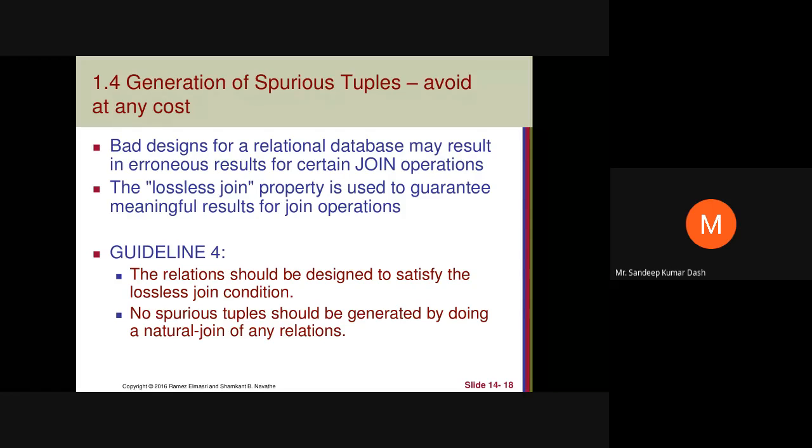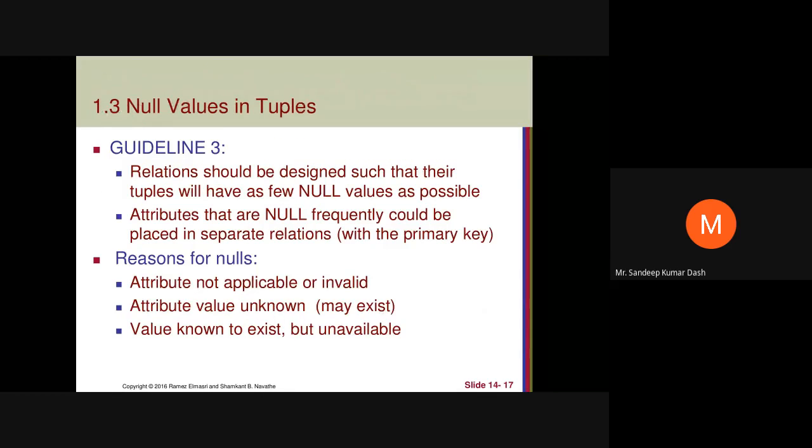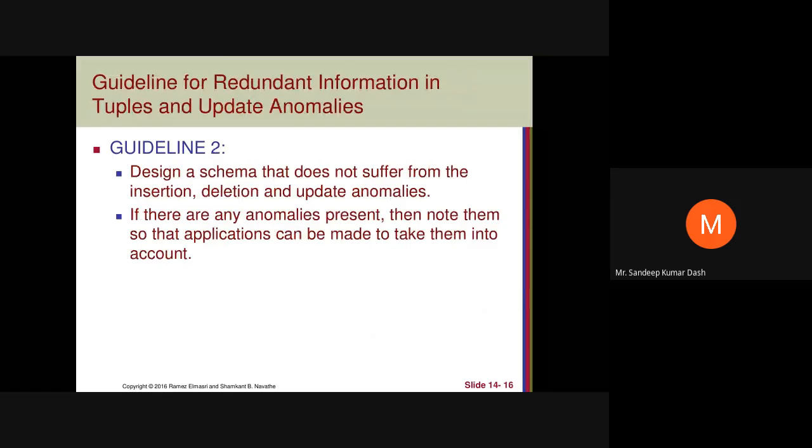The third one is, what is the third one? Null values in tuples. Yeah. The second one was rather anomalies, avoiding storage of redundant information, because if you are having redundant information in the table or in the design, then we'll be having insertion, update, and deletion anomalies. Then the fourth one is avoiding generation of spurious tuples.